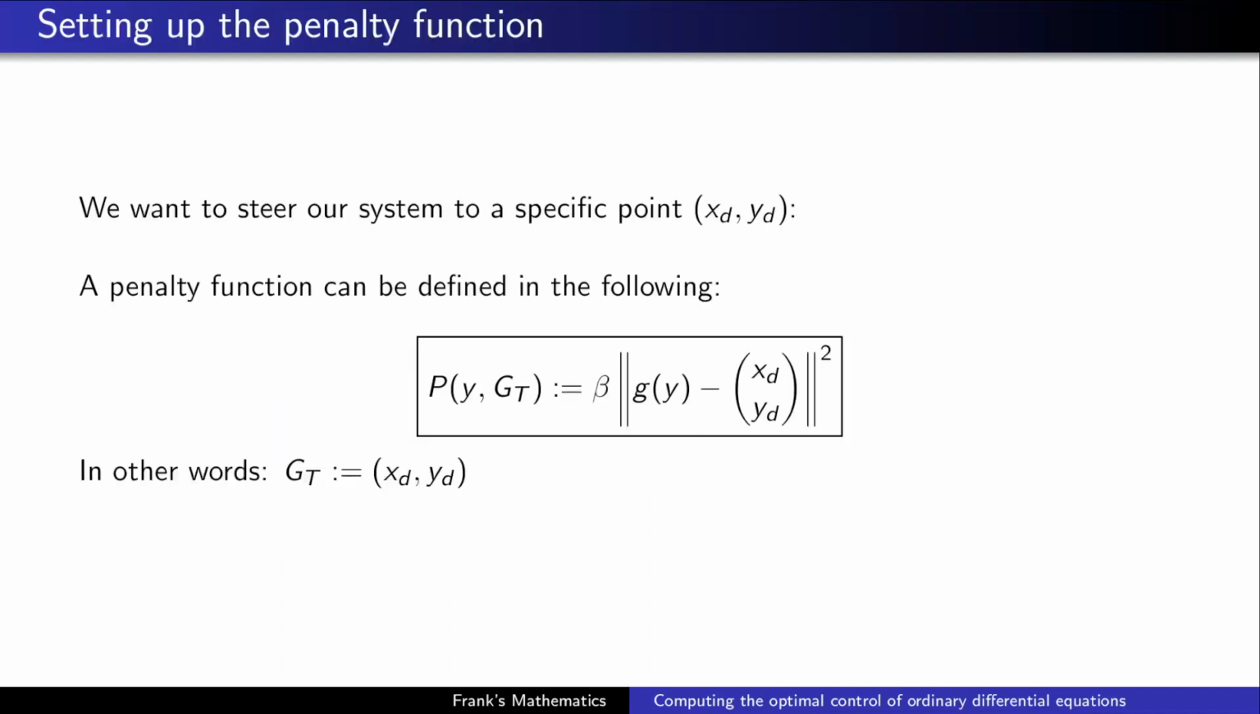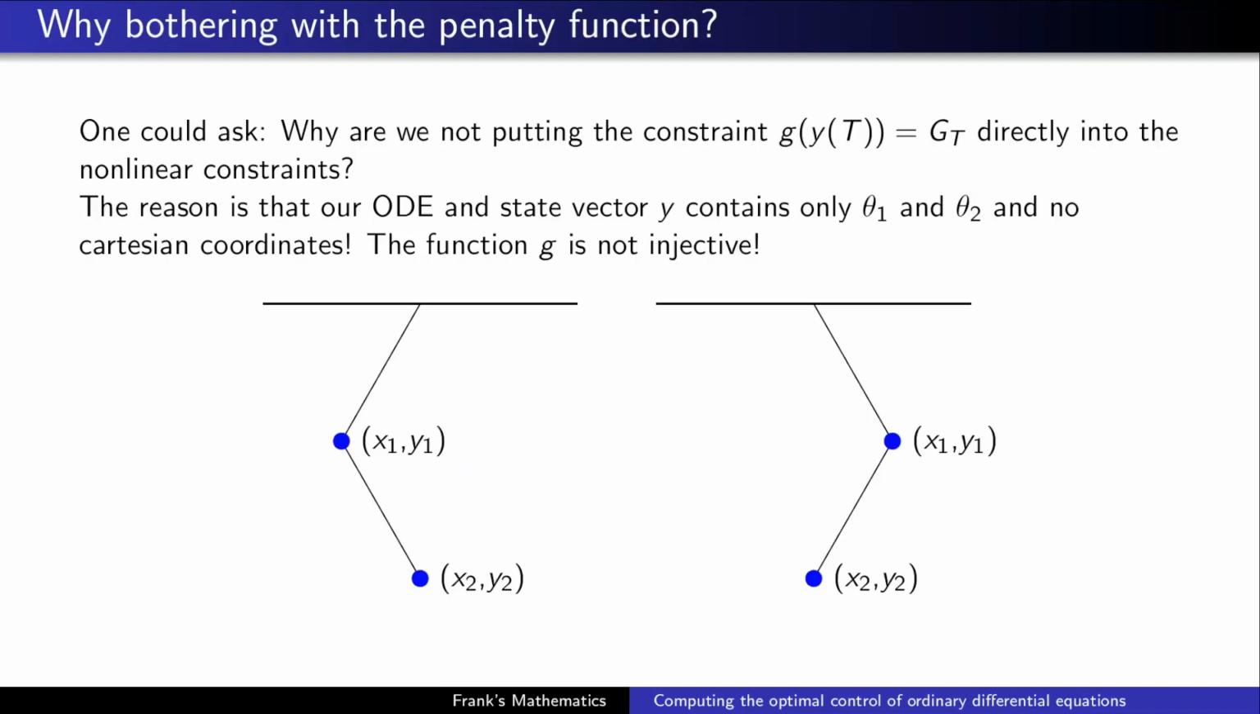Here you can see again the penalty function, which consists of beta times g of y minus the desired point xd, yd. And again, g maps from the state space to the Cartesian space. Or to put it in other words, our constraint parameter gt is just our desired point. One could ask, why are we bothering with this penalty function? Why are we doing all this work? Why are we not just putting the state constraint directly into our nonlinear constraint? Because in fact, this is a nonlinear equality constraint.